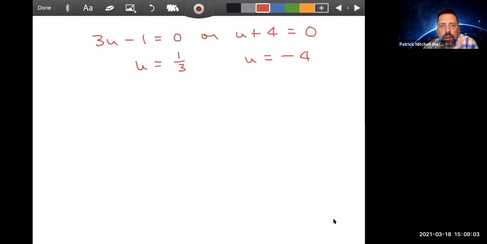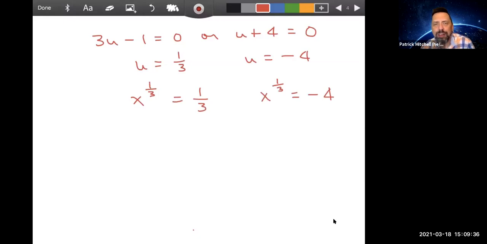But this isn't about u. This is about x. And what was x? I mean, what was u in terms of x? u was x to the 1/3. Okay, now I can't remember if we've ever exactly solved an equation like this before. We kind of have. Remember, x to the 1/3 means the same thing as the cube root of x.